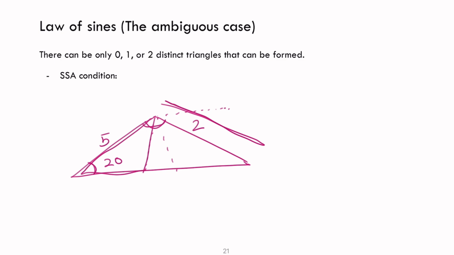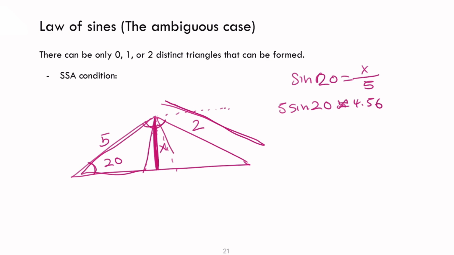Okay, so to find the number of distinct triangles two sides and an angle can form, we can find the height right here. Sine of 20 is equal to the opposite, which is the x that we're trying to look for, over 5. So 5 sine 20 is equal to around 4.56. So since 2 is less than that, that means that it'll never reach the bottom here. You know what I mean?